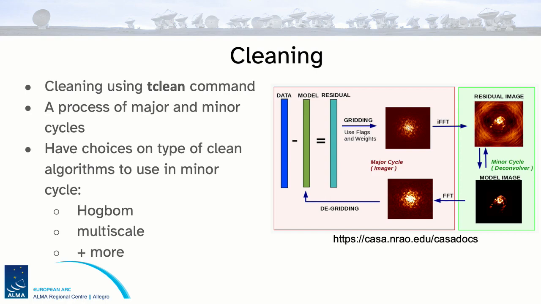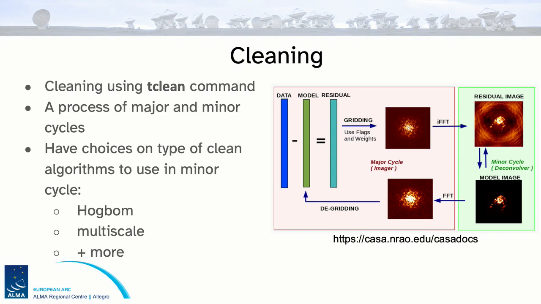The minor cycle receives the gridded residual image of your data with the model subtracted. It also receives the clean model itself and the PSF of the telescope. The minor cycle adjusts the model iteratively by searching for peaks in the residual image, subtracting the PSF from those peaks, and repeating this to adjust the model image.